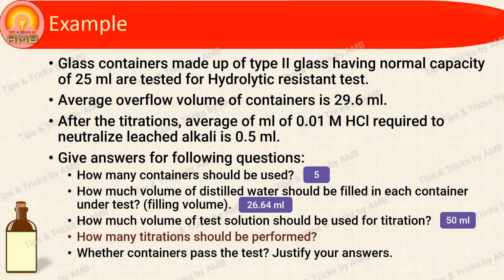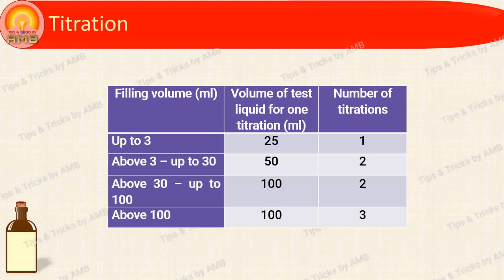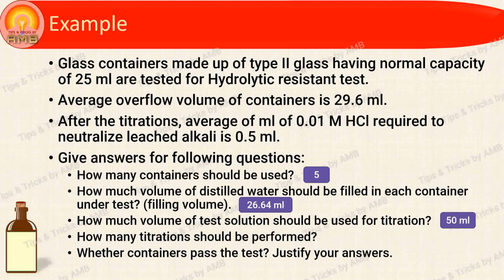Next question is, how many titrations are to be performed? To get the answer for this question, you have to go through this table. As the container filling volume is between 3 to 30 ml, we have to do 2 titrations. So the answer for this question is 2.